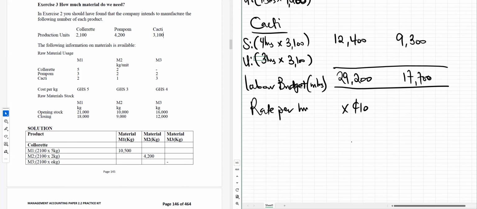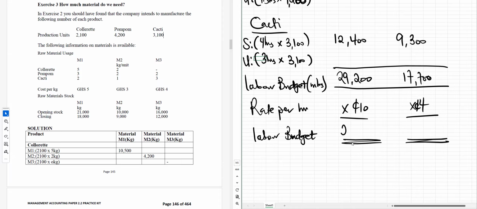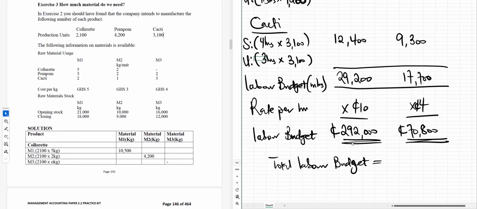So 10 cedis, 4 cedis. We multiply and then we get the labor budget. 2,000. 29. 2,000. And then the next one, 7,800. Okay. So what's our total labor budget? 362,800. Okay, good. Done.